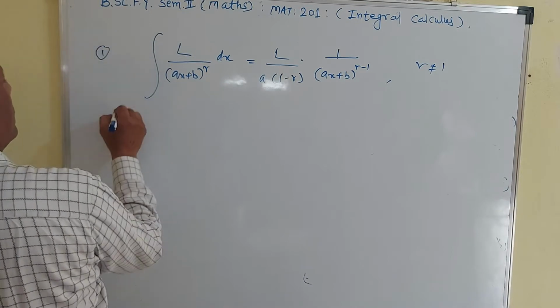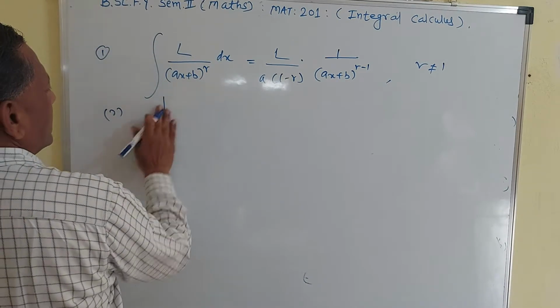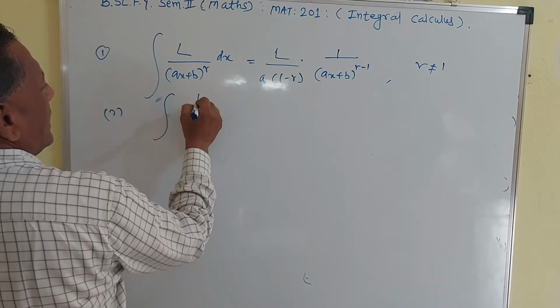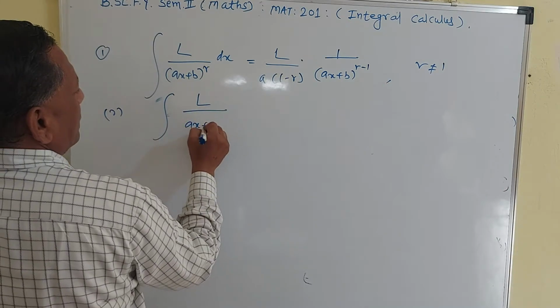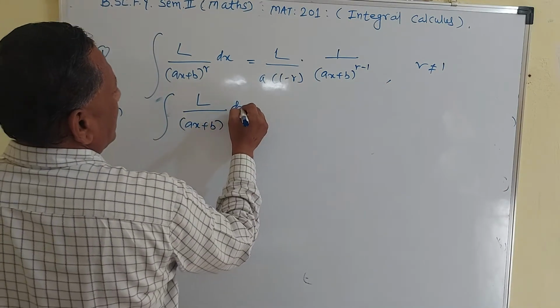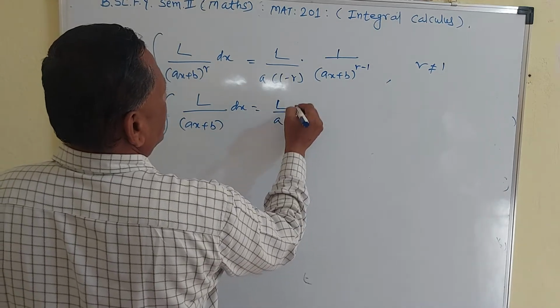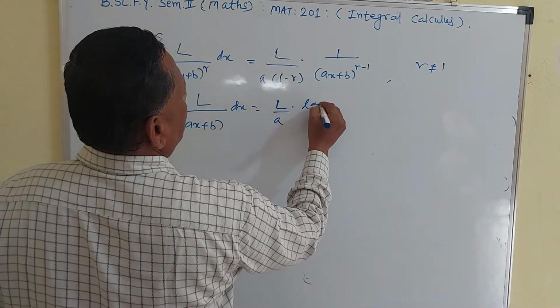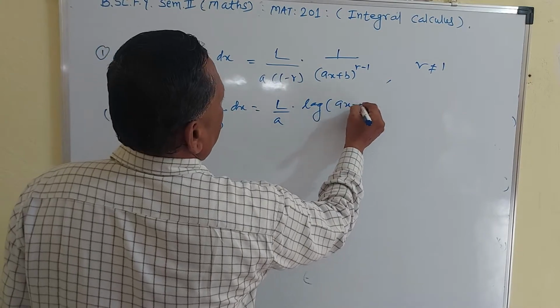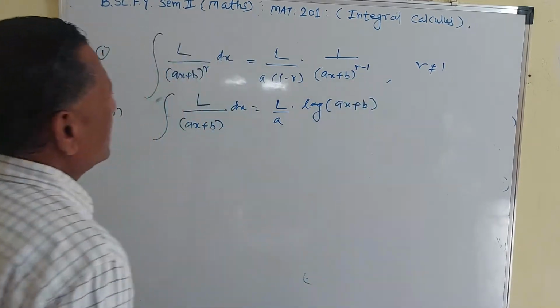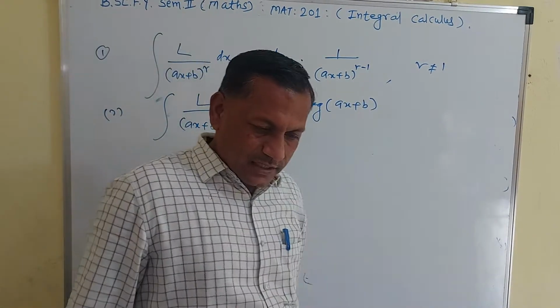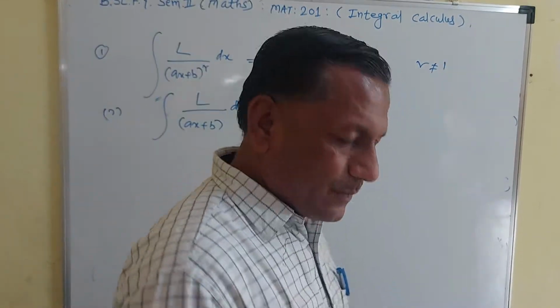And again you have seen integration of 1 upon ax plus b dx is equal to 1 upon a into log of ax plus b. So using this we see some examples again.